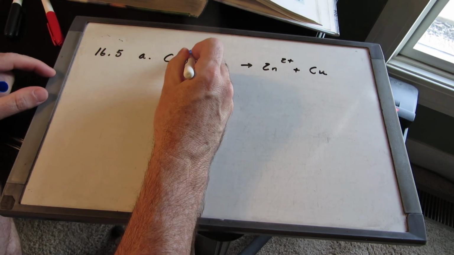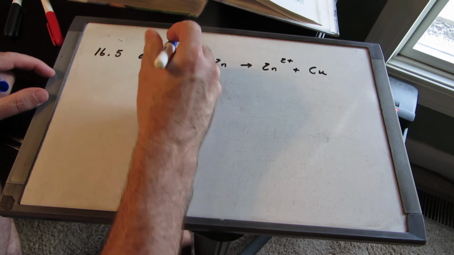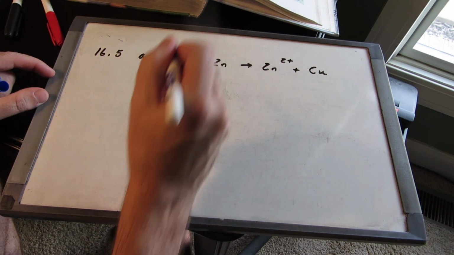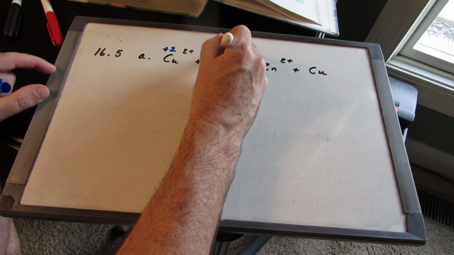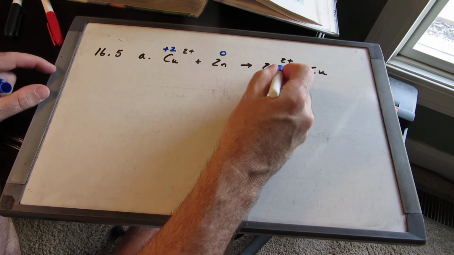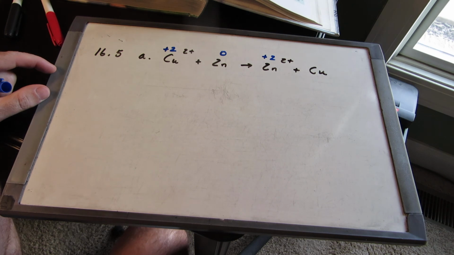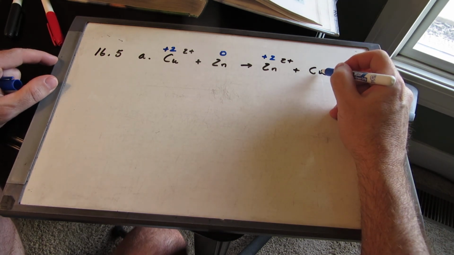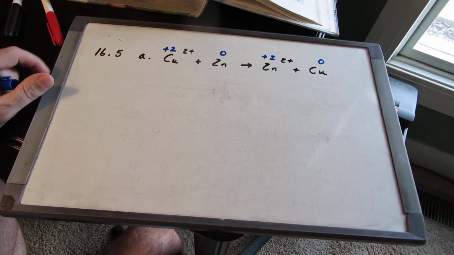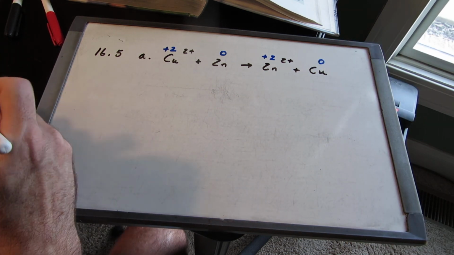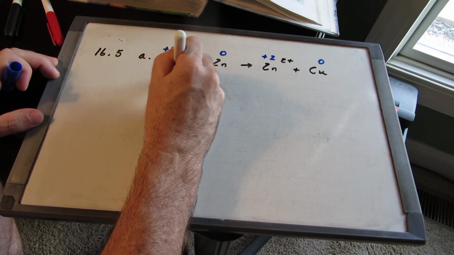Okay, so copper by itself, charge divided by the number of atoms. So that's 2+ divided by 1. Oxidation number is +2. For zinc, charge over the number of atoms. The charge on zinc is 0. For zinc 2+, charge over number of atoms. Charge is +2, 1 atom. Copper, charge over the number of atoms. Charge is 0, 1 atom. So it is a redox reaction. We'll go ahead and call it a redox reaction.